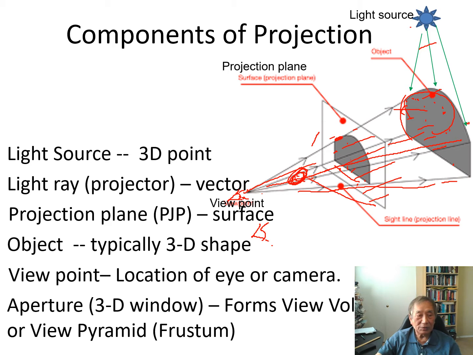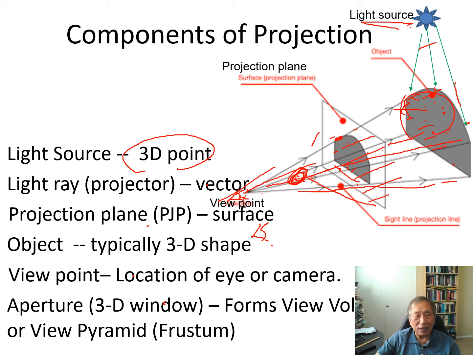So anyway, in the projection part we need the light source, that's the location, and then the ray that goes in is called the projector. This one is also called the projector, because we are putting projection from here to there. Then the projection plane, and then objects and viewpoints, that's the way we have it here, and aperture, how big we see it.